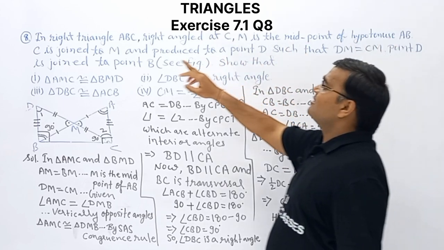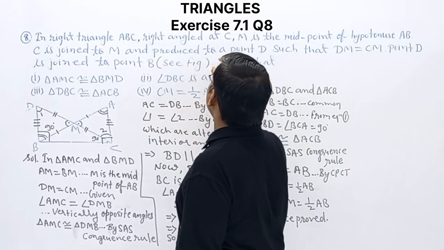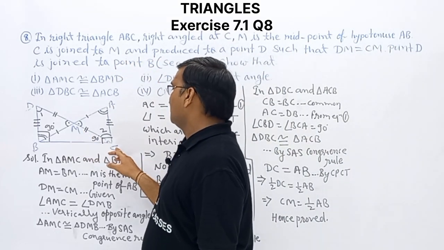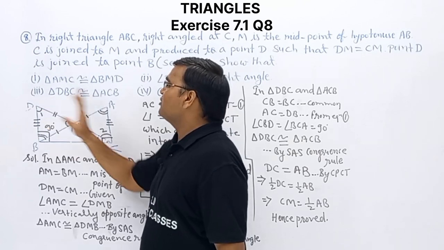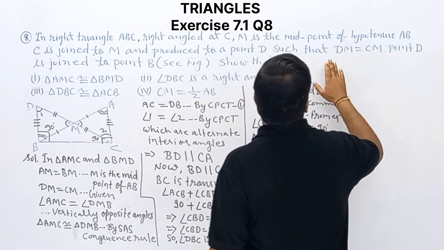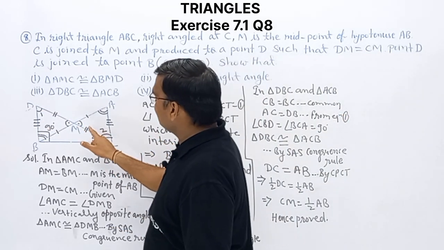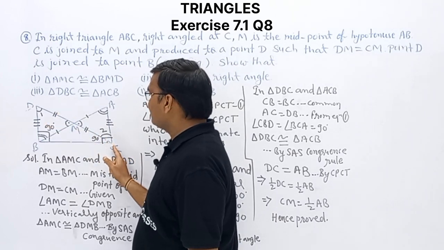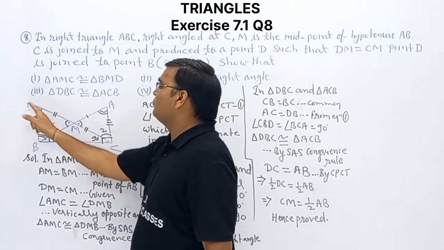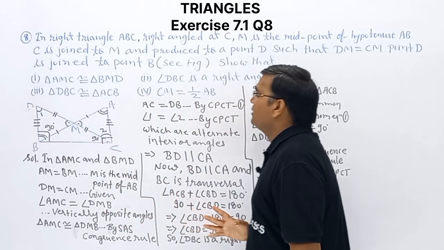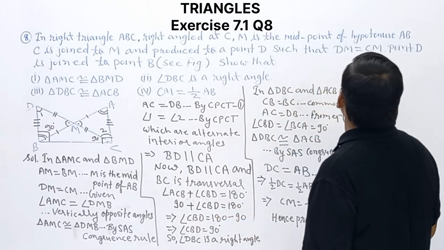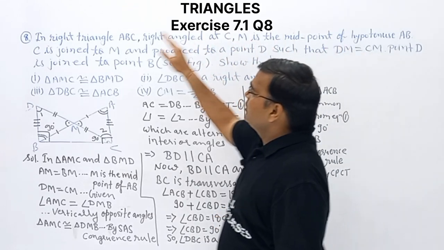Now, C is joined to M and produced to D. We are joining and producing this point, D, and DM. Then this side will be equal to this one, and CM will be equal to DM. Another thing we obtain.